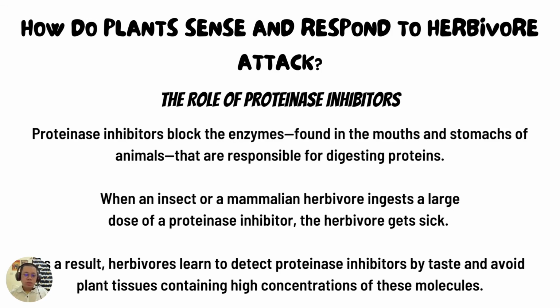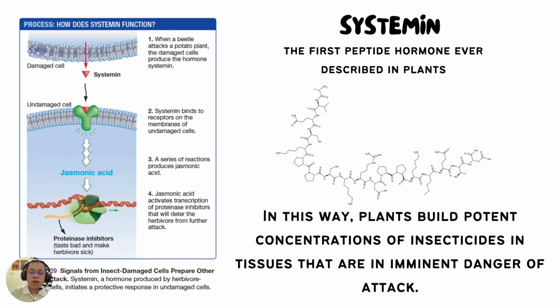And now we have these proteinase inhibitors. These proteinase inhibitors block the enzymes found in the mouth and stomachs of animals that are responsible for digesting proteins. When a mammalian herbivore ingests a large dose of a proteinase inhibitor, the herbivore gets sick. As a result, herbivores learn to detect proteinase inhibitors by taste and avoid the plant tissues containing high concentrations of these molecules.